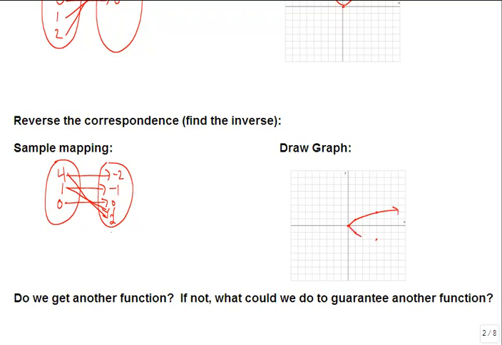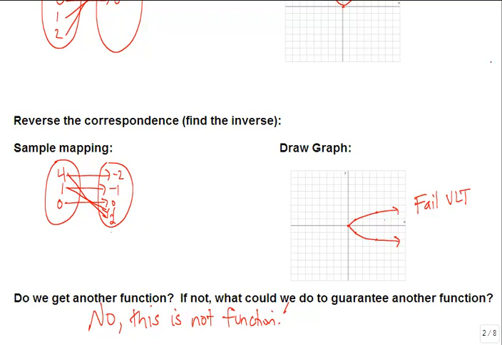What you'll end up with in this graph looks like a parabola, but it's a parabola on its side. So when you reverse this squaring function, you end up getting a sideways parabola. Is this a function? Well, if I were to draw vertical lines through this sideways parabola, it's going to fail the vertical line test. So no, this is not a function, because it fails the vertical line test. You could also see it from the mapping, because I have those double arrows coming from the 4 and the double arrows coming from the 1 as well.